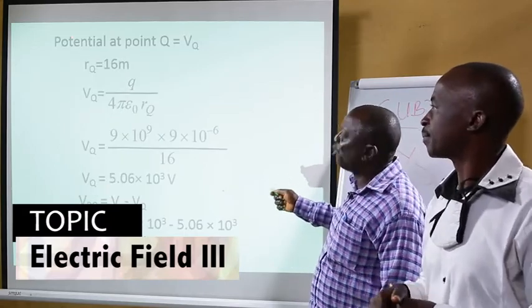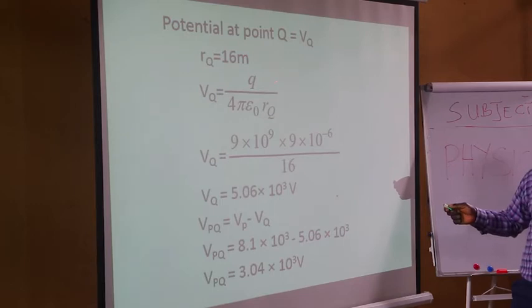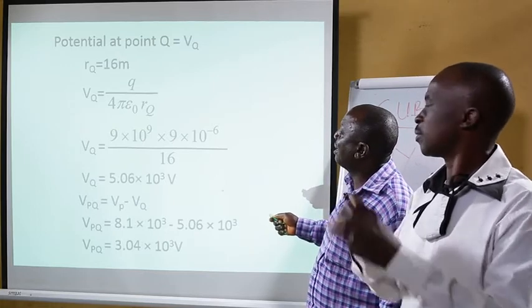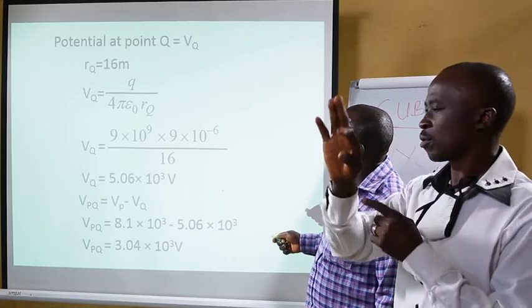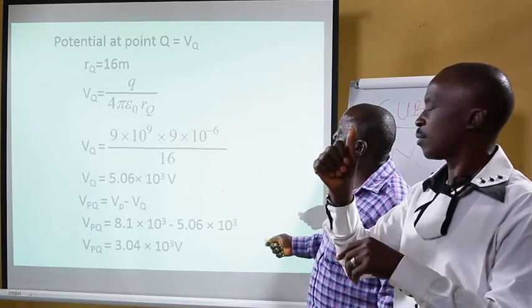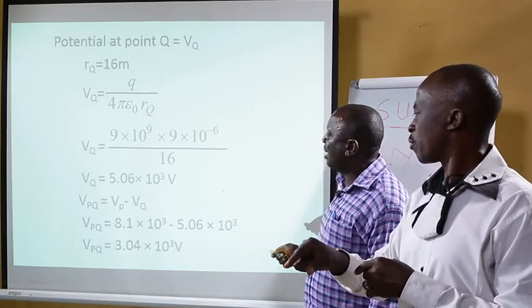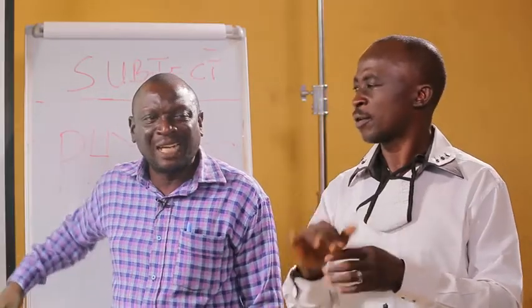Then at point Q, we have the distance between point Q and our charge, R_Q, equal to 16 meters. So we have V_Q equals small q over 4 pi epsilon naught R_Q. So V_Q equals 9 times 10 raised to the power 9 times our charge, 9 times 10 raised to the power minus 6, over 16. And that gives us V_Q equals 5.06 times 10 to the power 3 volts. That is the potential at point Q.